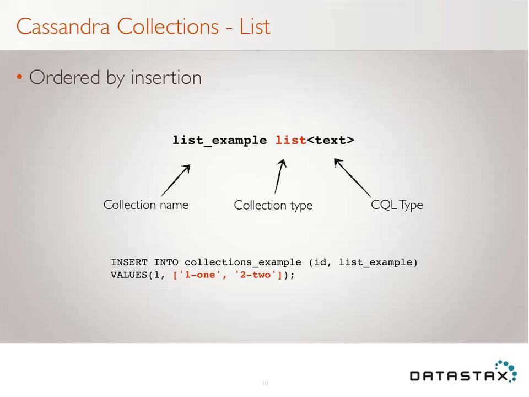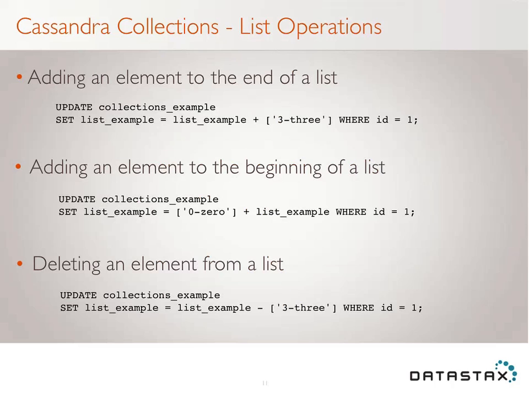So when I look at my insert, now I have these square brackets around it, but this is more like what you would expect in an array. Like, here's the order that I want. 1 and 2, that's the order it's going to be when I do a select. So how do we manage that order? Again, here are some operators on that. Very similar to the set, we have this update collections example, and then I'm going to do list example equals list example plus, and then the 3.